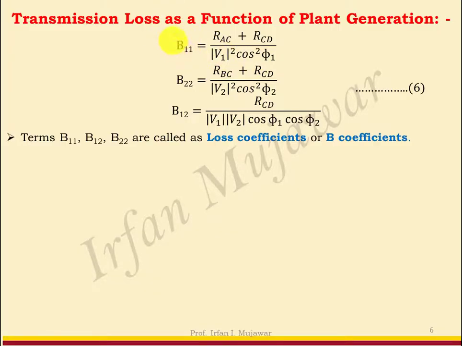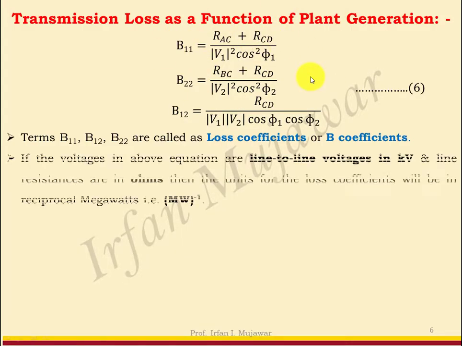If you consider the B coefficient, it is proportional to resistance and inversely proportional to the square of voltage, or we can say that B coefficients are inversely proportional to power, because power is nothing but V square by R, and here we are getting R by V square. So B coefficient will be 1 upon V square by R. So B coefficient will have a unit which is the reciprocal of the unit of power. Now the SI unit of power is watt, so B coefficient will have unit of watt inverse.